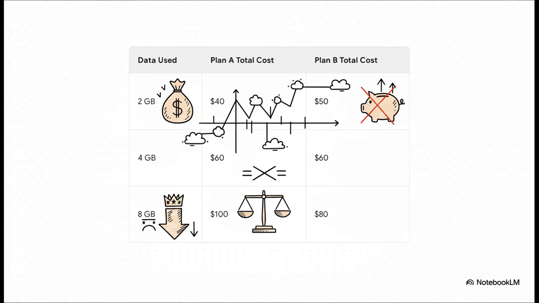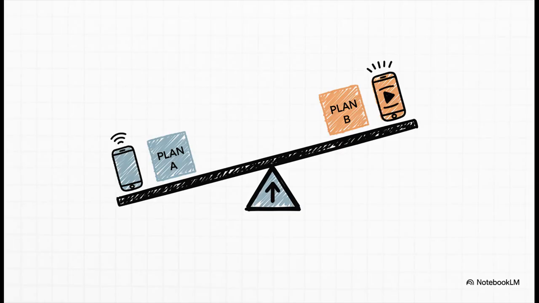But watch this. What if you use 4 gigabytes? Suddenly, they both cost exactly $60. That's the break-even point. And if you're a heavy user, say 8 gigs, now Plan A costs you $100, while Plan B is only $80. Plan B is suddenly the clear winner. And that's the big reveal. There is no single better plan.